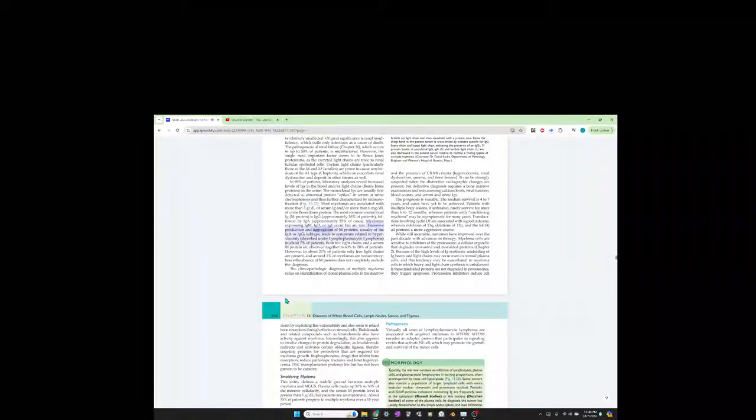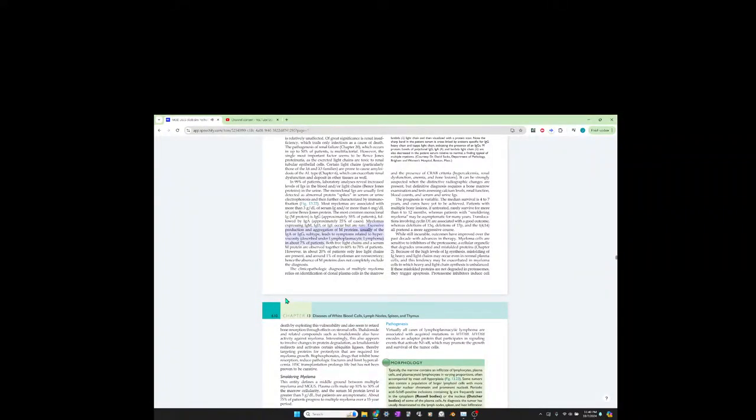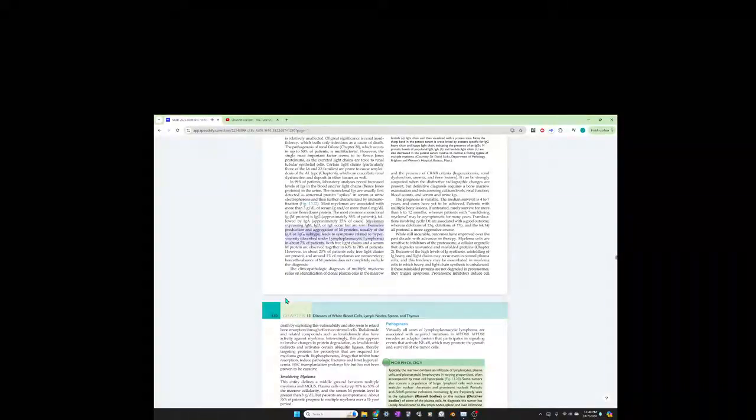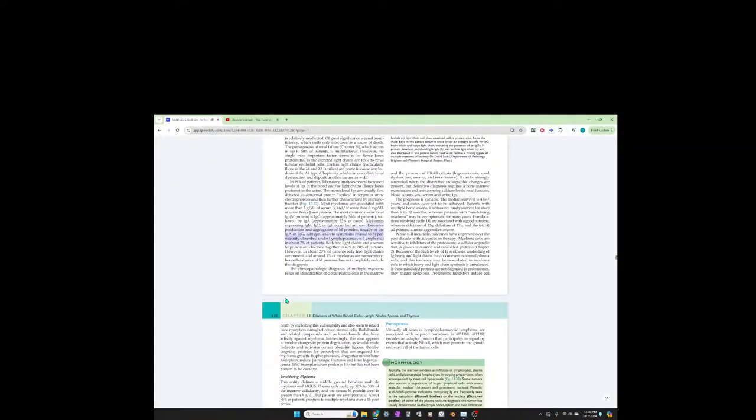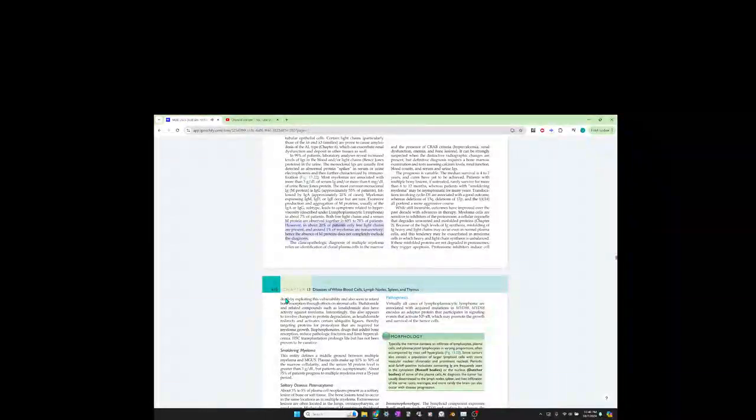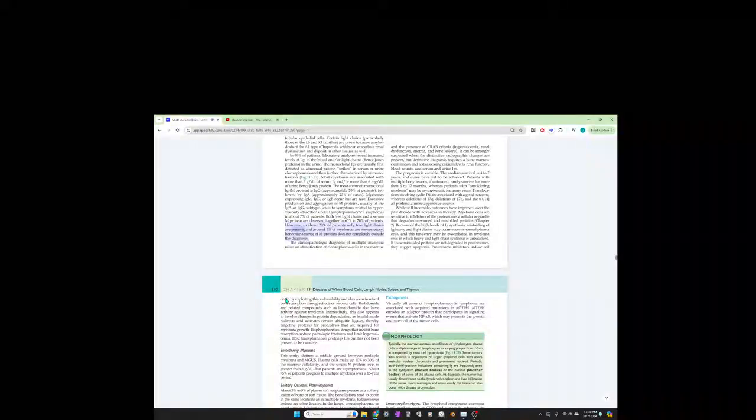Excessive production and aggregation of M proteins, usually of the IgA or IgG3 subtype, leads to symptoms related to hyperviscosity in about 7% of patients. Both free light chains and a serum M protein are observed together in 60% to 70% of patients. However, in about 20% of patients, only free light chains are present. And around 1% of myelomas are non-secretory, hence the absence of M proteins does not completely exclude the diagnosis.